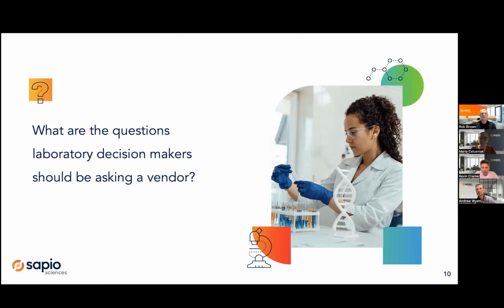So I think these are the important things to be asking to make sure you're making the right decision for something that's going to last for a long time, not 1 or 2 years, but 10, 20 years down the road.